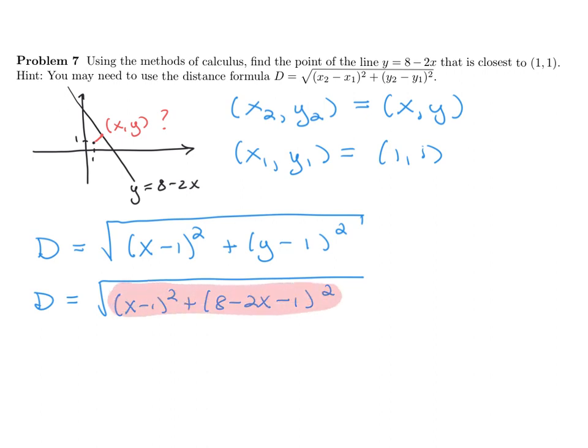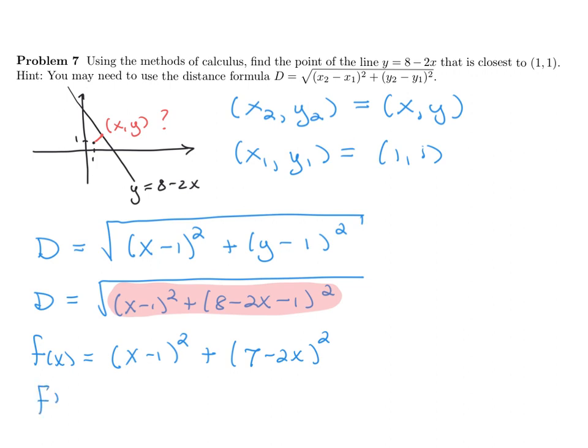So I'm going to call this a different function. I'm going to call this f of x, and let it equal the thing underneath the square root, which is (x minus 1) squared plus, since I have 8 minus 1, I'll call it (7 minus 2x) squared. So I'm going to minimize the thing under the square root. That is good enough to minimize the distance overall. To minimize this function, I'm going to take the derivative, set it equal to 0, and solve for x.